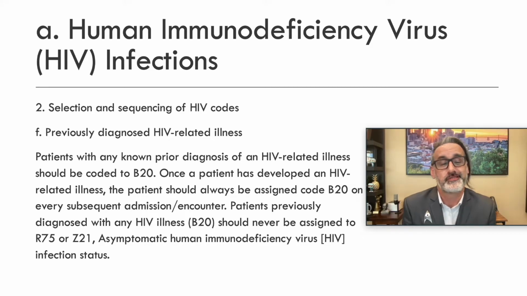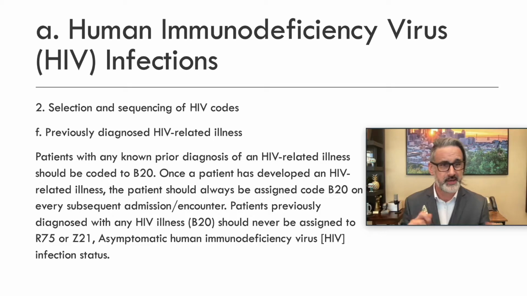But then we have also, continuing on with the guidelines here, the previously diagnosed HIV-related illness. Like the guideline states, patients with any known prior diagnosis of an HIV-related illness should be coded to B20. Once a patient has developed an HIV-related illness, the patient should always be assigned code B20 on every subsequent admission encounter. Patients previously diagnosed with any HIV illness, B20, should never be assigned R75 or Z21, asymptomatic HIV infection status. So translation, once you go to B20, you always stay B20.